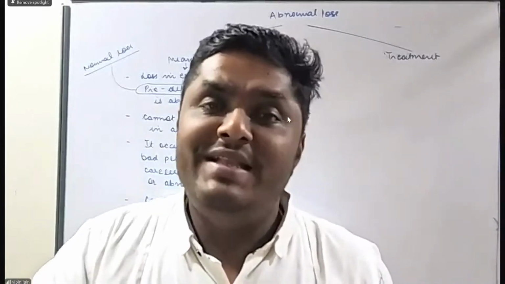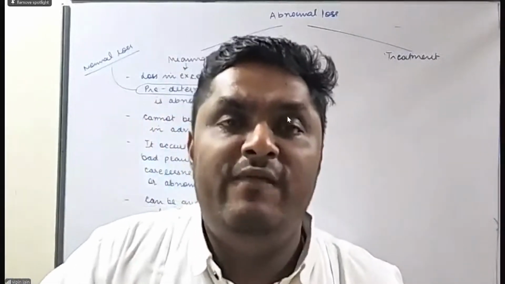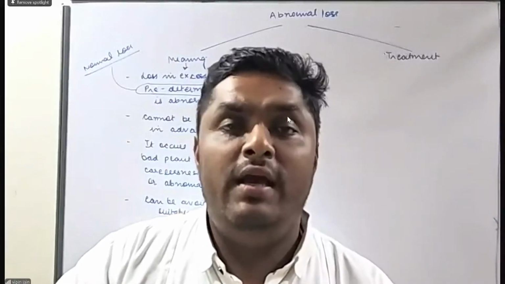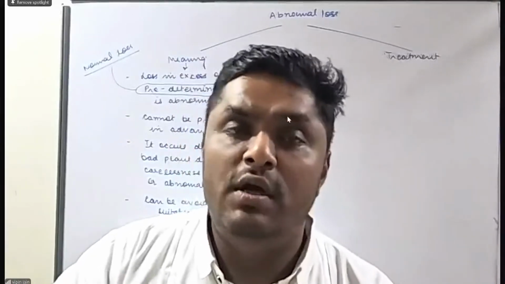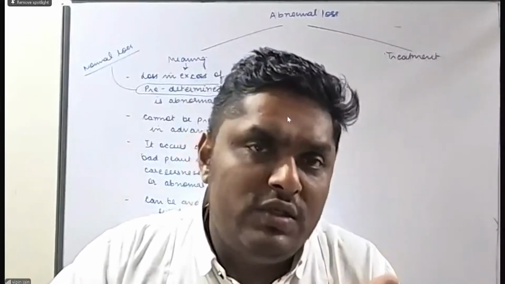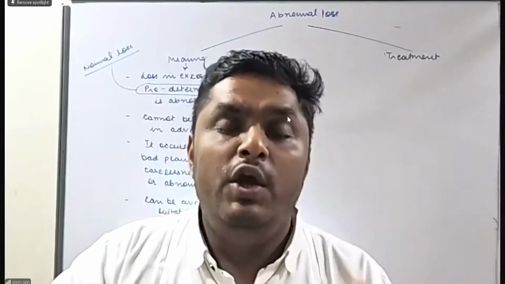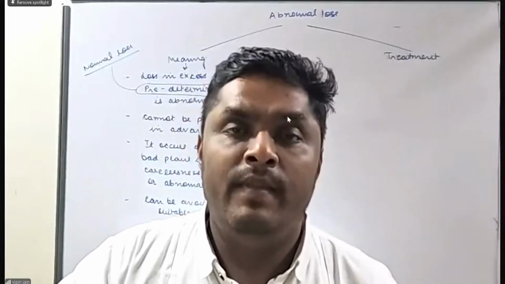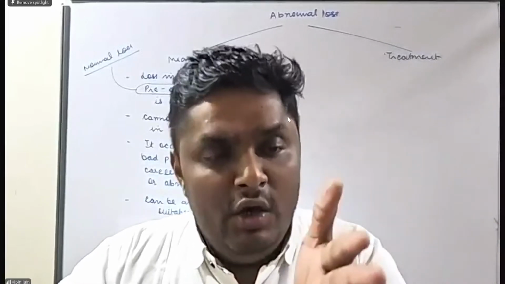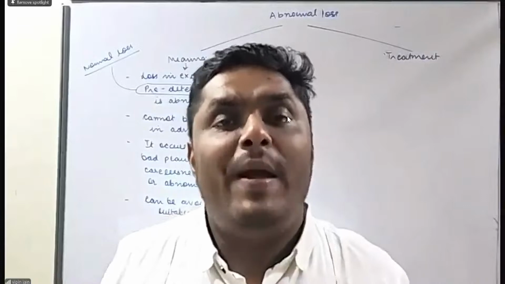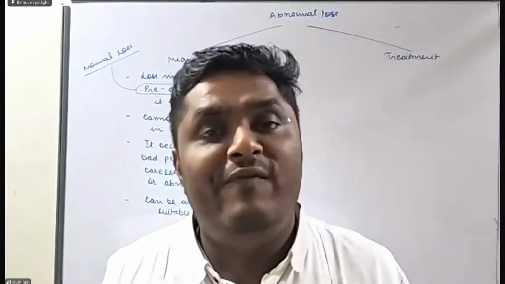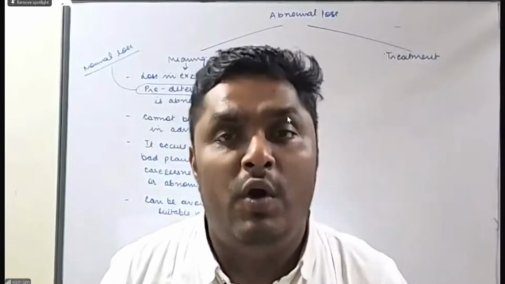Another example: let's say I'm in the business of manufacturing shirts. I convert fabric into shirts. Now, what happened? During the course of cutting the fabric, by mistake, wrong cutting was done. Due to this, the entire fabric got spoiled. We call it abnormal loss.